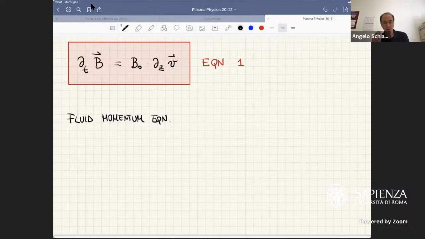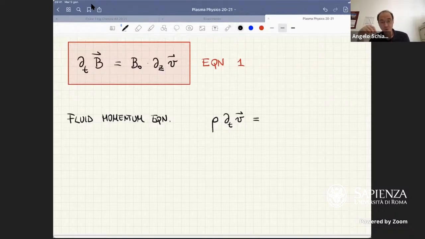Exactly, it's the same procedure that we use for the other wave derivation. We need some dynamical equation that are linking together the quantities that are giving rise to the wave. So in this case, the fluid momentum equation is telling us that the acceleration of the fluid, which is rho, the mass density of the fluid, times the time derivative of the fluid velocity v.